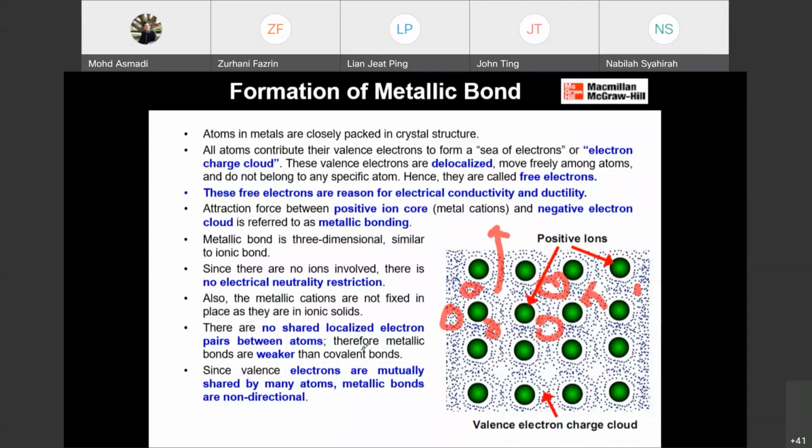Okay, if we compare the bond energies or melting point between the elements of the metals, for example, group 1A and 2A, generally group 2A has a high melting point, or we call it melting temperature, as compared with group 1A. Group 1A is lithium, sodium, potassium, the alkali metals. And the alkaline earth metals are beryllium, magnesium, calcium, right? They have a high melting temperature, melting point.